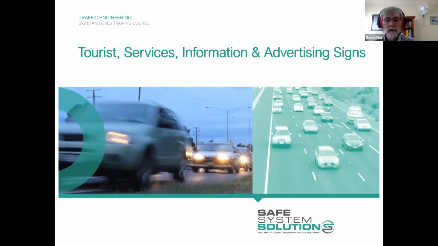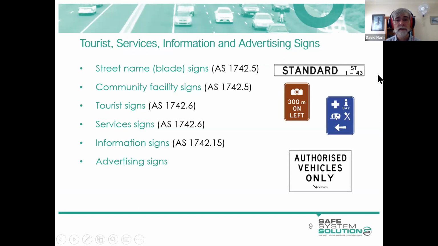Okay, so let's get into today's topics. So firstly, tourist services, information and advertising signs. These are the tourist and services signs, and some of the information signs are covered in the Australian Standard Part 5 and Part 6. Information signs are a bit in Part 15, but a lot of the information signs are actually state specials and are therefore in the state supplements, which in Victoria's case is the Traffic Engineering Manual. And advertising signs aren't in any of the standards or guidelines, but we'll talk just a little bit about those as well.